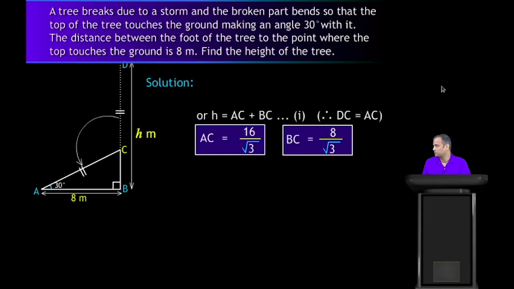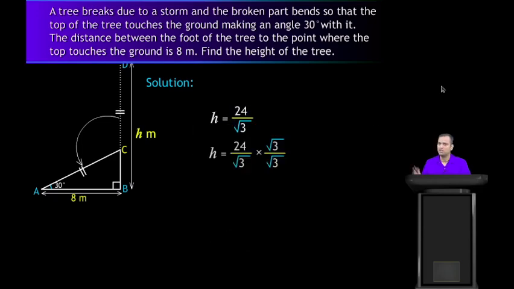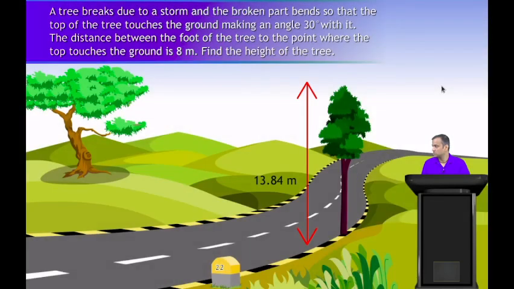So add both. So you have to add 16 upon root 3 plus 8 upon root 3, and it equals 24 upon root 3. Here you can rationalize, and this is our answer, 8 root 3. So this is the total height of the tree, which is 13.84.